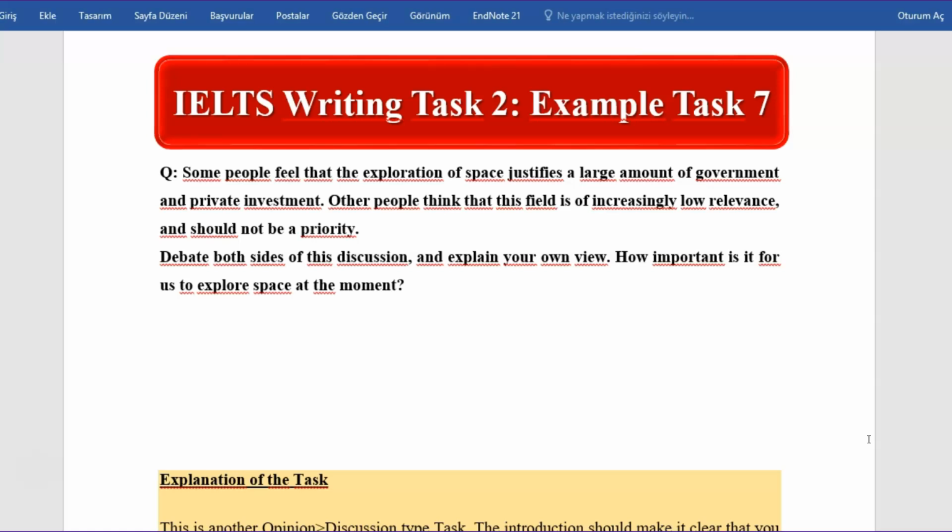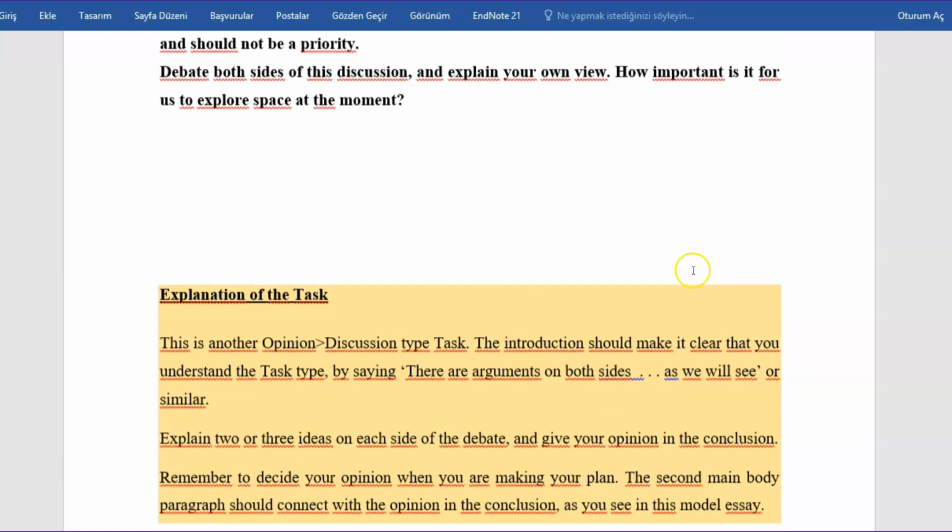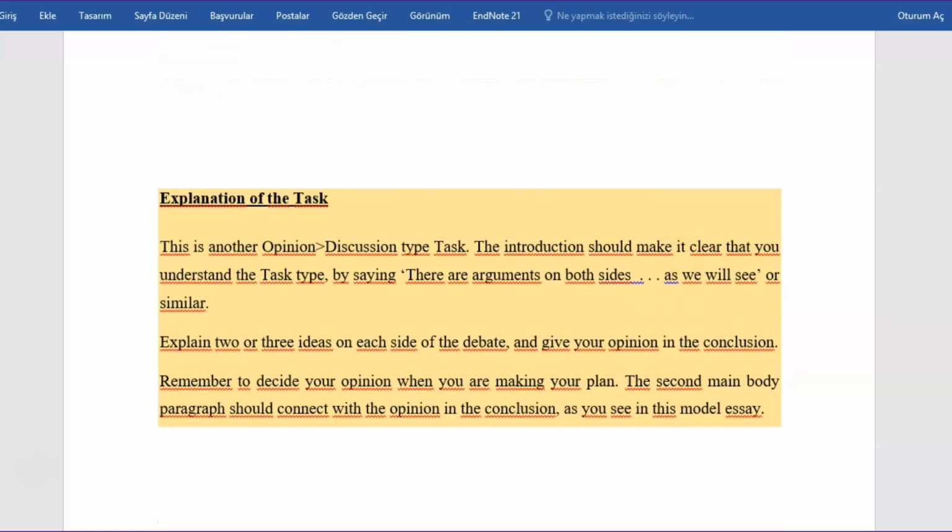Okay, again, our question is, some people feel that the exploration of space justifies a large amount of government and private investment. Other people think that this field is of increasingly low relevance and should not be a priority. Debate both sides of the discussion. How important is it? Okay. About our question, actually, the question says discuss both sides of it and how important it is. We saw that this is an opinion or discussion type task.